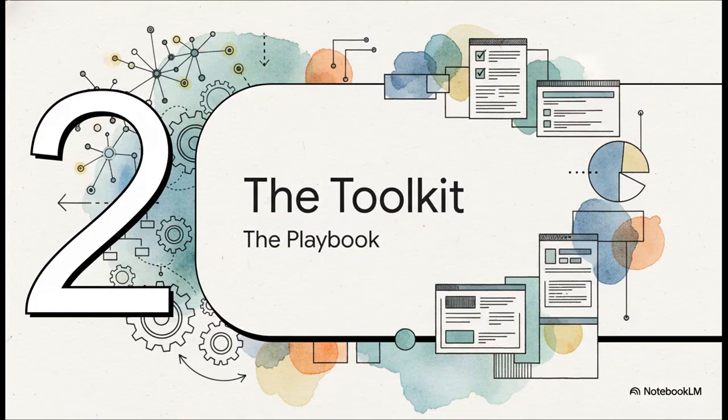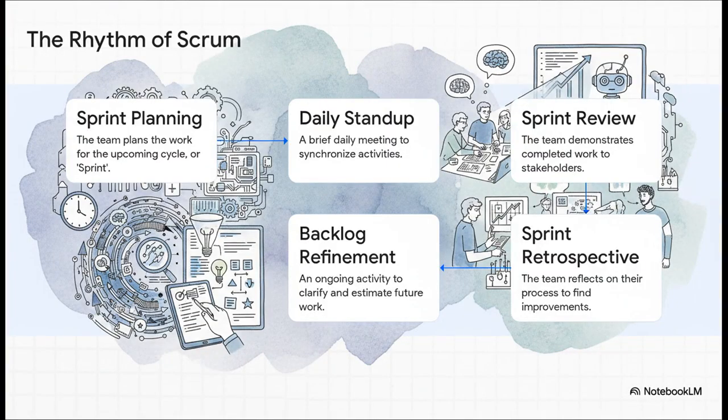All right, so we know who is on the team. Now let's look at the playbook they follow. This is the rhythm of the work itself, that set of regular meetings, or ceremonies as they're called, that keep the project pushing forward. See, Scrum works in these short cycles, usually about 1 to 4 weeks long, and they're called sprints. Every single sprint has this predictable rhythm.